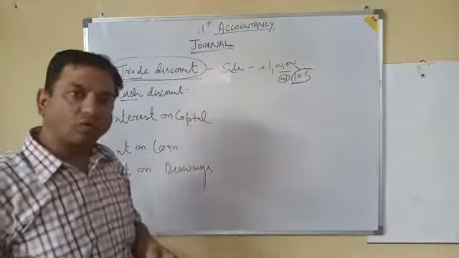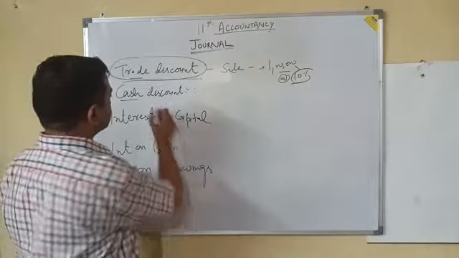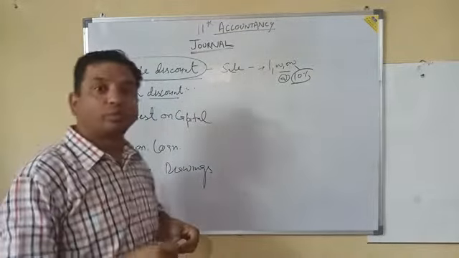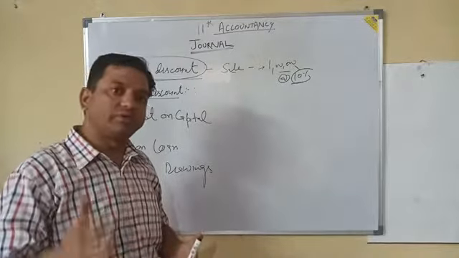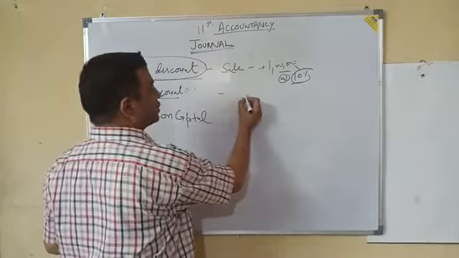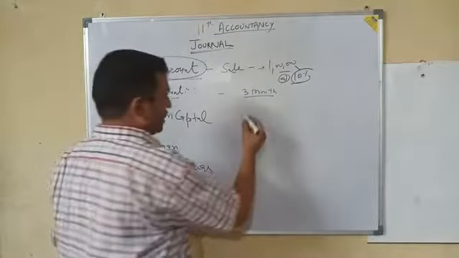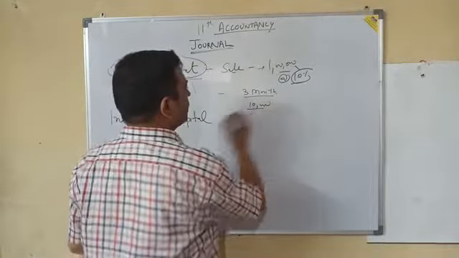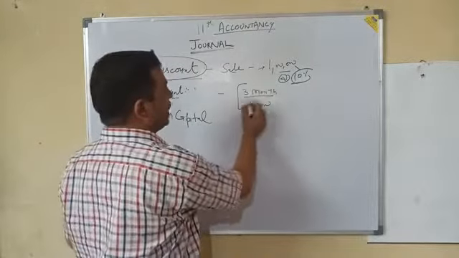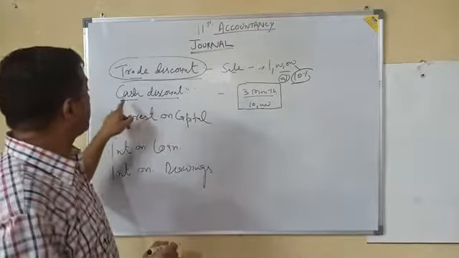Cash discount is allowed by the person who has to receive the money from someone, and it is allowed only when the person who is going to pay is ready to pay the amount before the decided date. Suppose someone has to pay 10,000 rupees after 3 months, but if he is ready to pay this amount right now, then the receiver may give some concession to that person, and that is called cash discount.